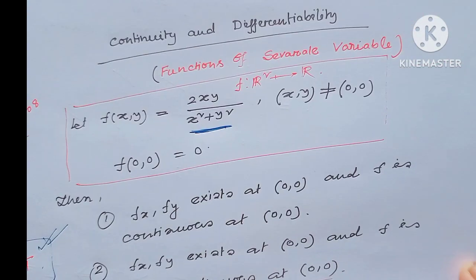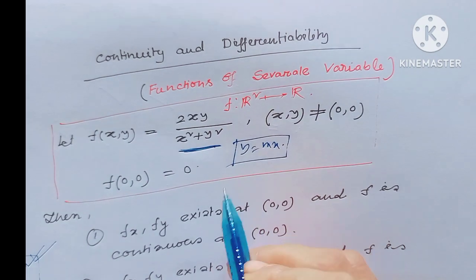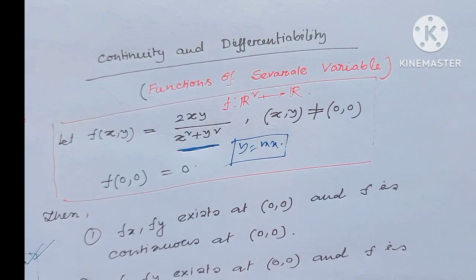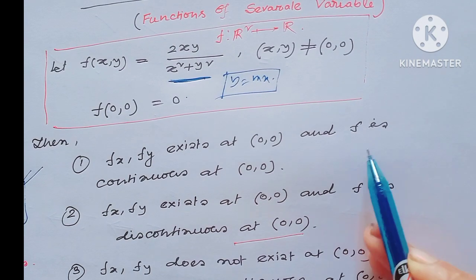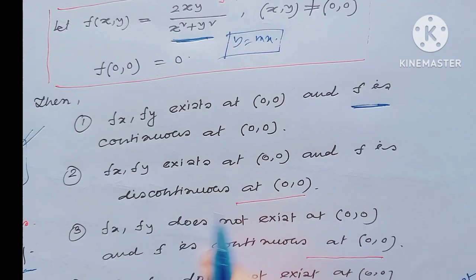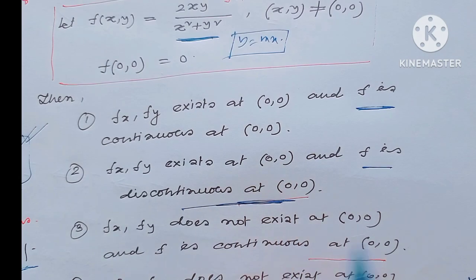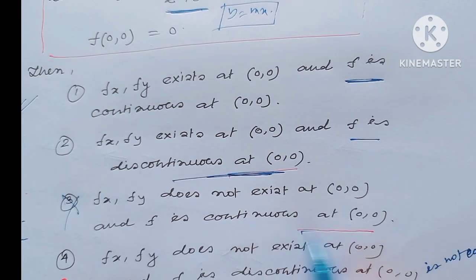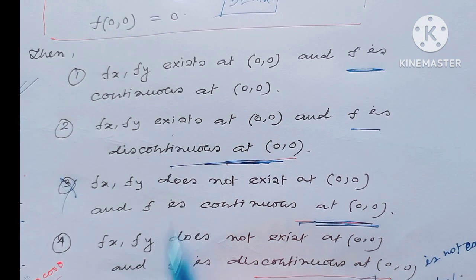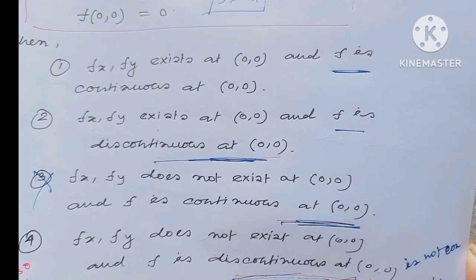Another method we all know: if you put y equal to mx here, then you will see for different values of m the limiting value is different. So let's see the options. If in the option given f is continuous, this is wrong. Second option, obviously true, f is discontinuous at the point (0,0). Third option is wrong because here also given f is continuous. Only possibility is either 2 or 4 because in both options f is discontinuous at (0,0).